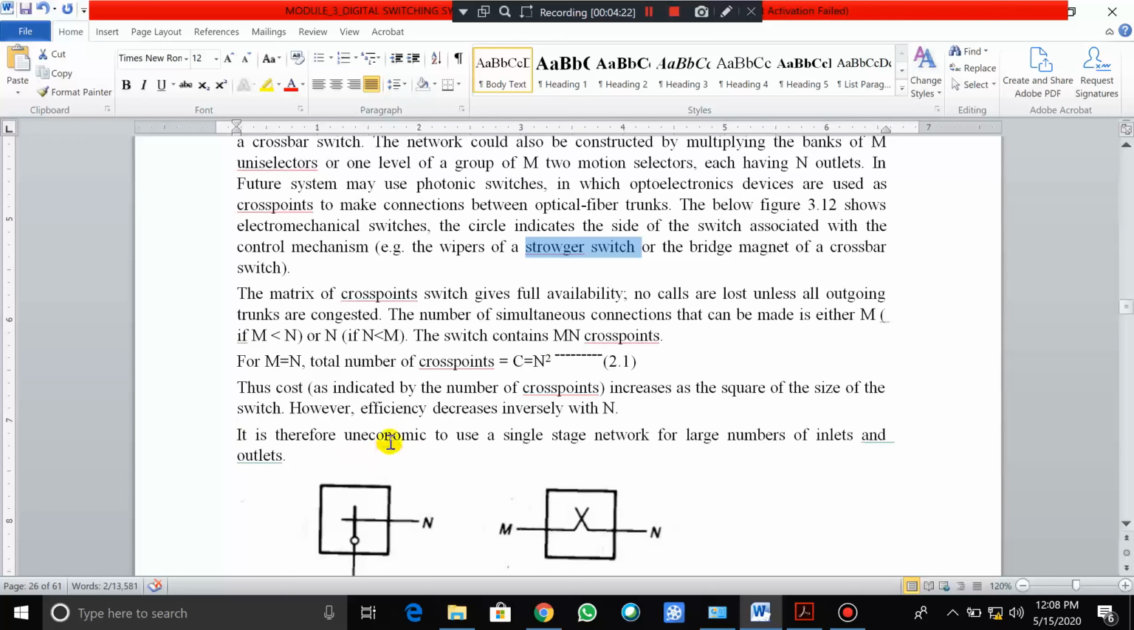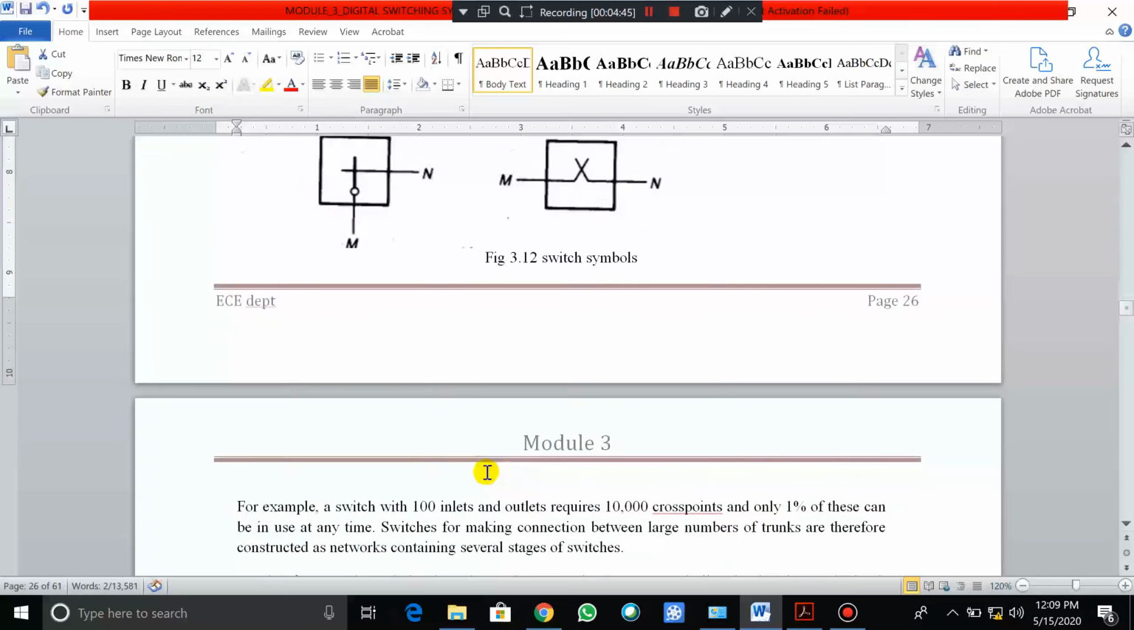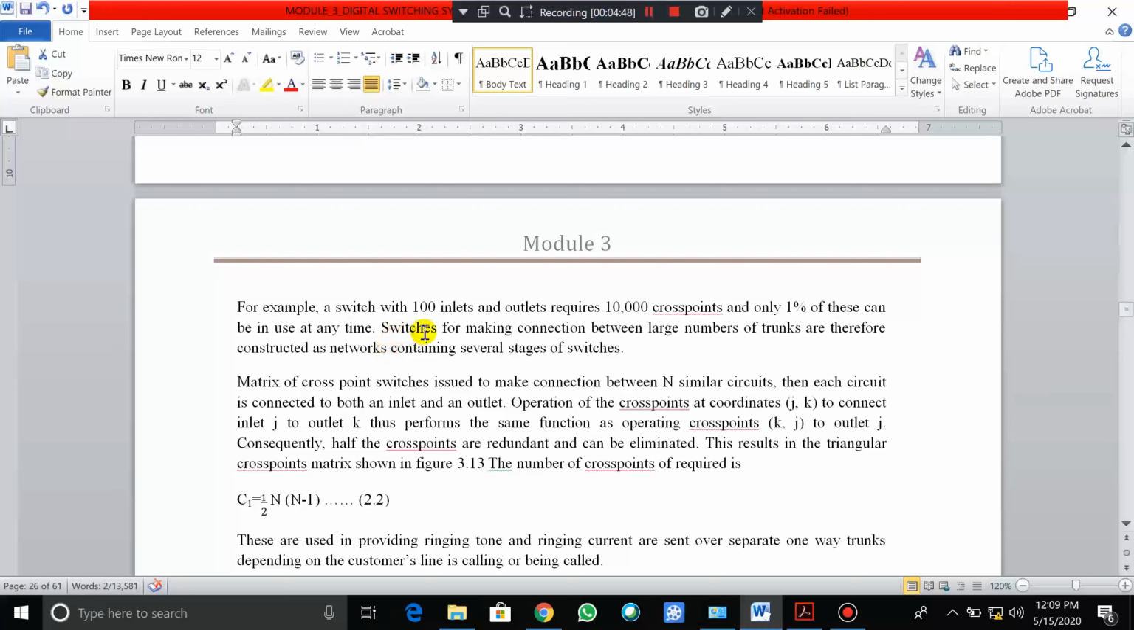Therefore it is uneconomical to use a single stage network for a large number of inlets and outlets, that is inputs and outputs. For a small number of inlets and outlets, it will be economical. These are the switching symbols, showing how it is represented. For example, a switch with 100 inlets and outlets requires 10,000 cross points, and only 1% of these can be used at any time.